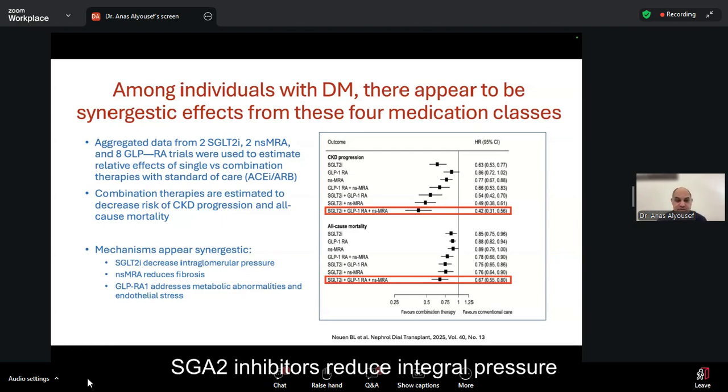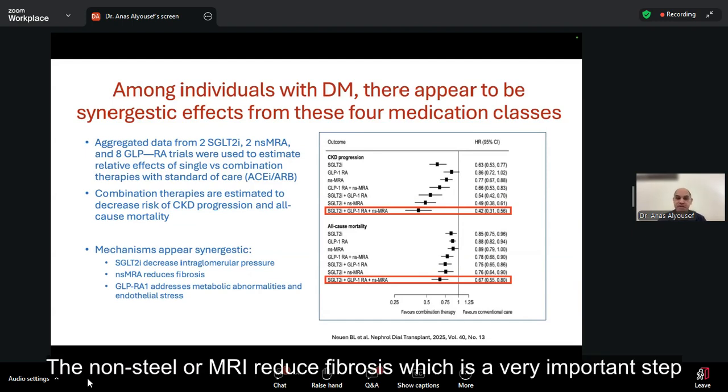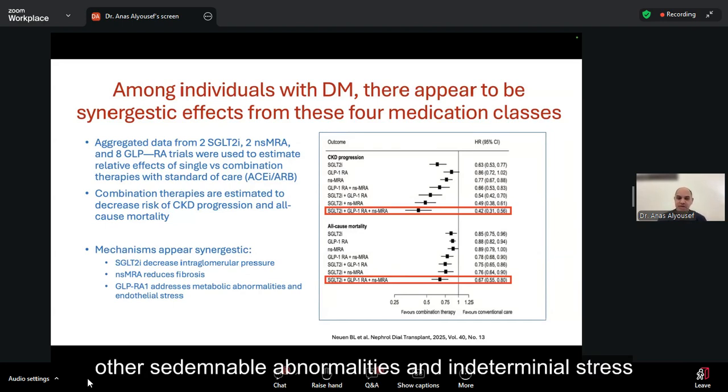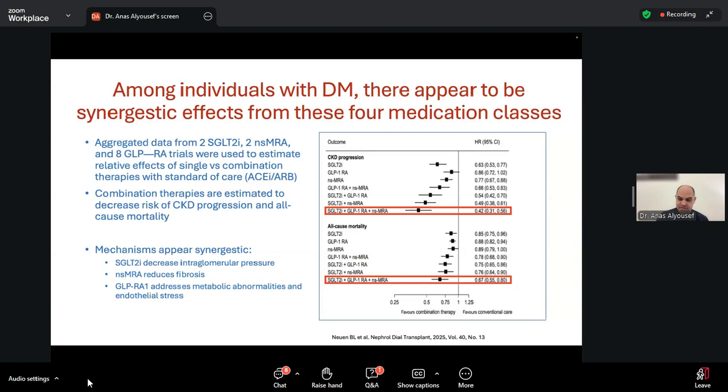SGLT2 inhibitors reduce intraglomerular pressure. The non-steroidal MRA reduce fibrosis, which is a very important step. GLP receptor agonist addresses the metabolic abnormalities and endothelial stress.